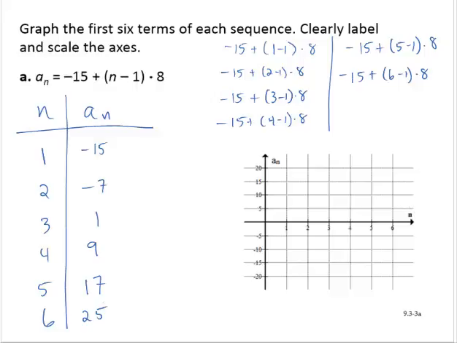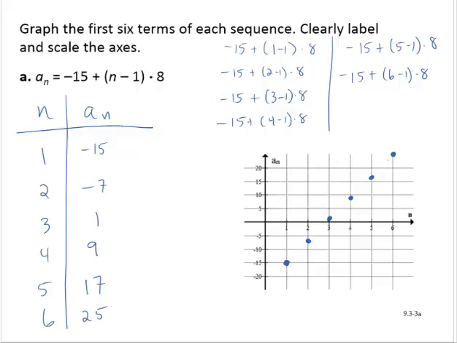Notice that on my x-axis, my horizontal axis is n, and my vertical axis is a sub n. So we don't use x and y here, or even x and f of x. We use n and a sub n. So I have 1, negative 15, I plot a point. 2, negative 7, I plot a point. 3, 1, 4, 9, 5, 17, and 6, 25. And so we look at those points and we say, well, that looks like a line.